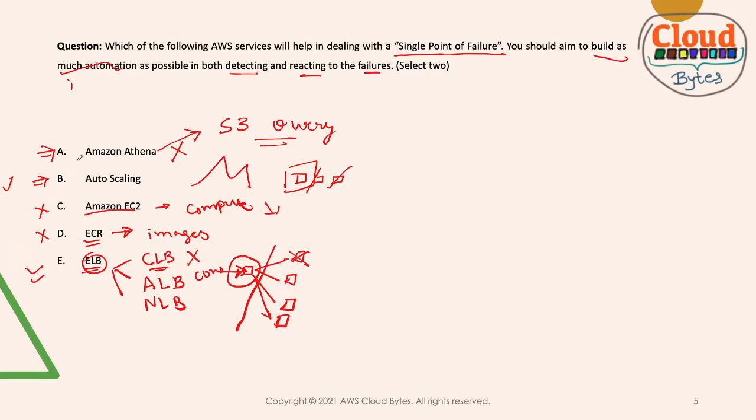So looking at these options, the two options that we can think of is auto scaling, because auto scaling can add or remove instances as per dynamic expansion or reduction of compute needs based on the incoming traffic or incoming request. And then the ELB will be helpful in basically distributing the traffic. So these are the two options for you.